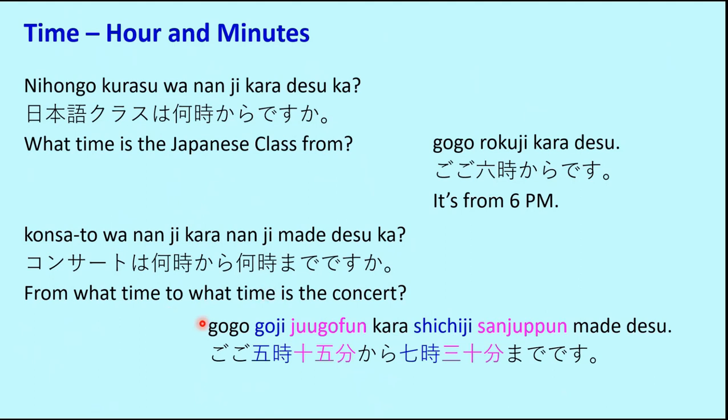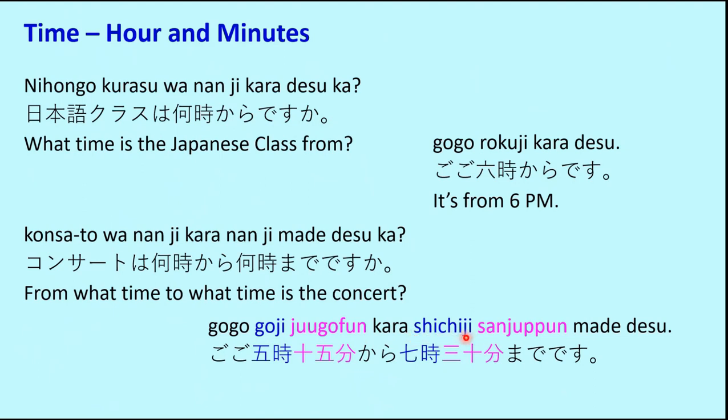So can you guess what the starting and ending time is? Gogo is evening. Goji is the fifth hour, or 5 o'clock. Jugo-hun. Jugo is 15, so this is 15 minutes. That means it is 15 minutes past 5. That is 5:15 p.m. in the evening. It starts at 5:15 p.m. and up to when? Shichiji.